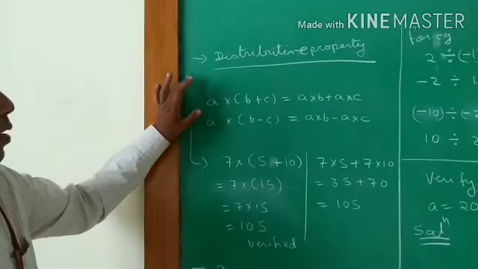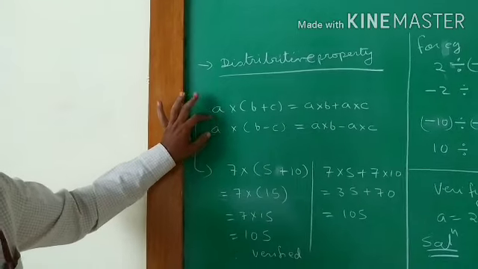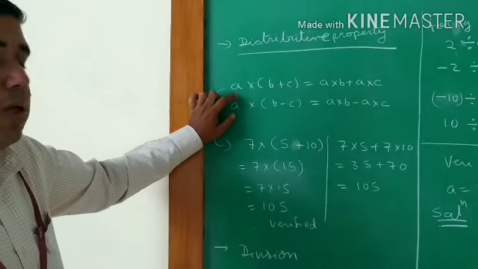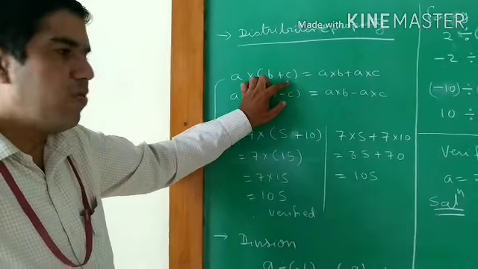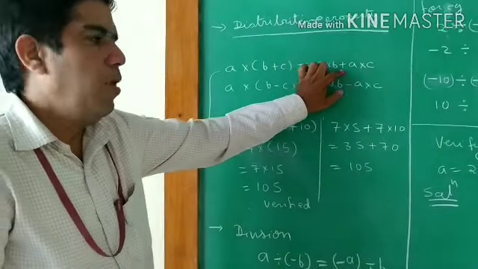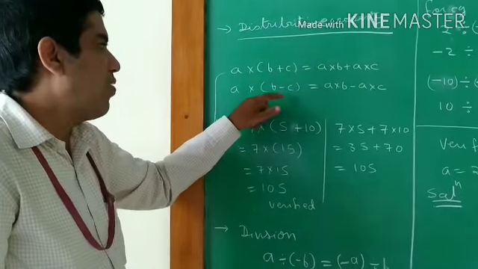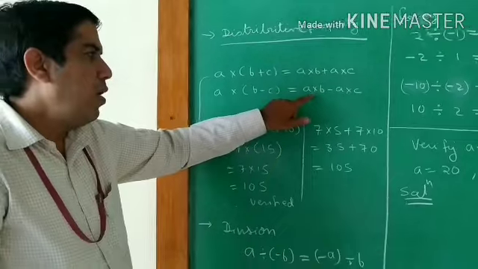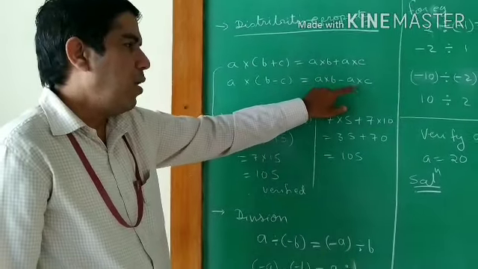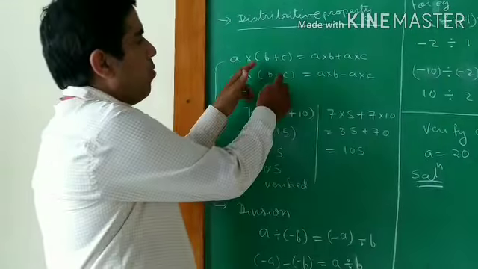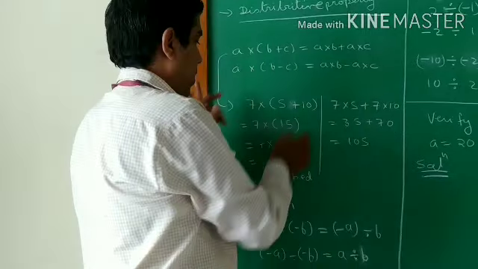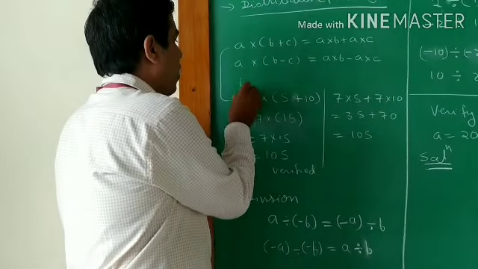Distributive property. Now we are going to see this. What is the distributive property? A multiplied by (B plus C) is equal to A into B plus A into C. Similarly, if there is a negative sign, it becomes A into B minus A into C. Distributive means we are going to distribute over this bracket. I have taken an example.